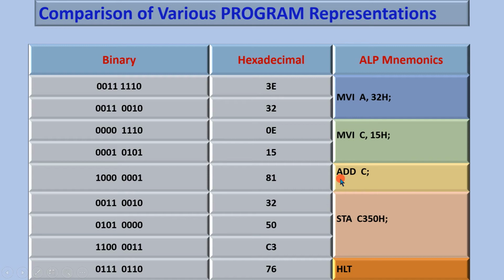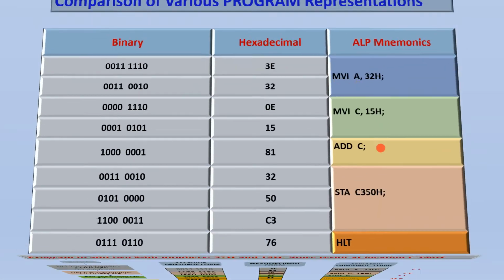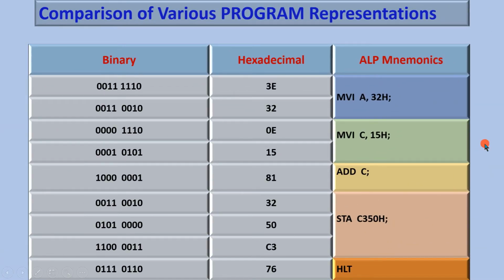Then ADD C. See the mnemonic ADD, add register C. So the content of register C will be added to the accumulator and the result will be available in the accumulator. And this one is store accumulator. See the mnemonic STA: store the contents of the accumulator at the memory location having address C350. And the last is HLT, that is for halt.